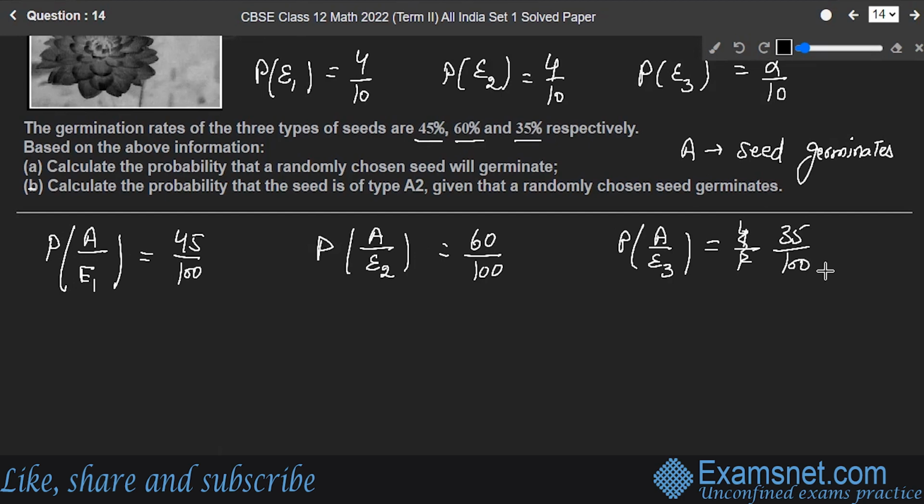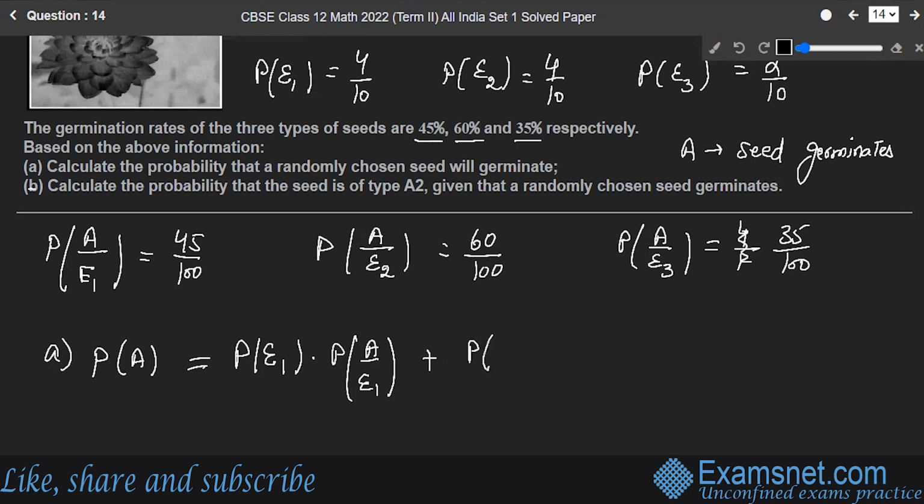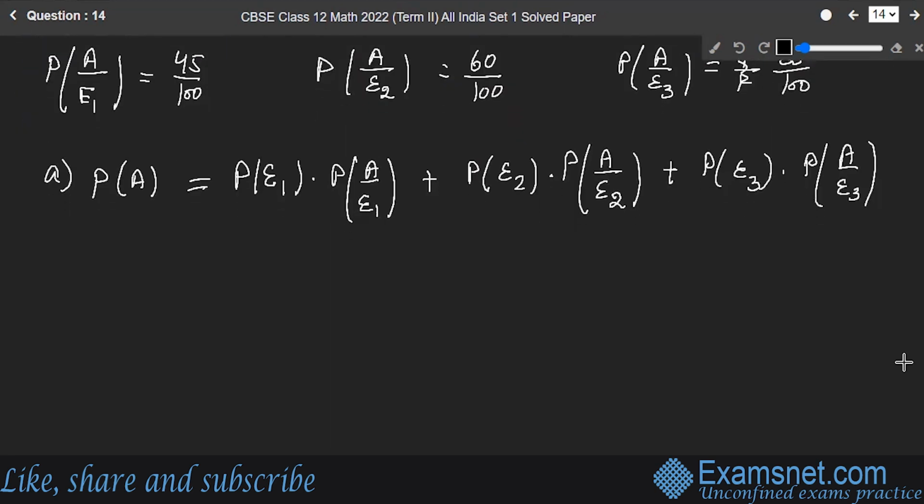Now, first question, first part: calculate the probability that the randomly chosen seed will germinate. So this is the A part. The seed will germinate either as A1 type, A2 type, or A3 type. So this is given by the probability that an A1 type seed will be chosen multiplied by the probability it will germinate, plus the probability an A2 type seed will be chosen multiplied by the probability it will germinate, plus the probability an A3 type seed will be chosen multiplied by the probability that it will germinate. Hope you got this.